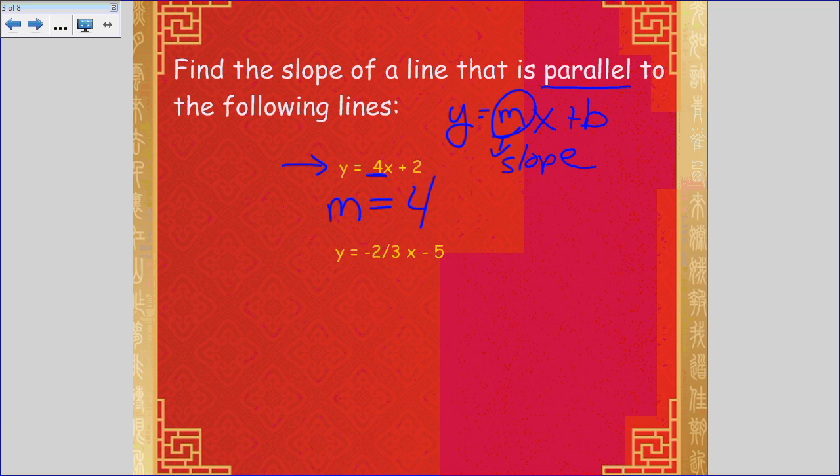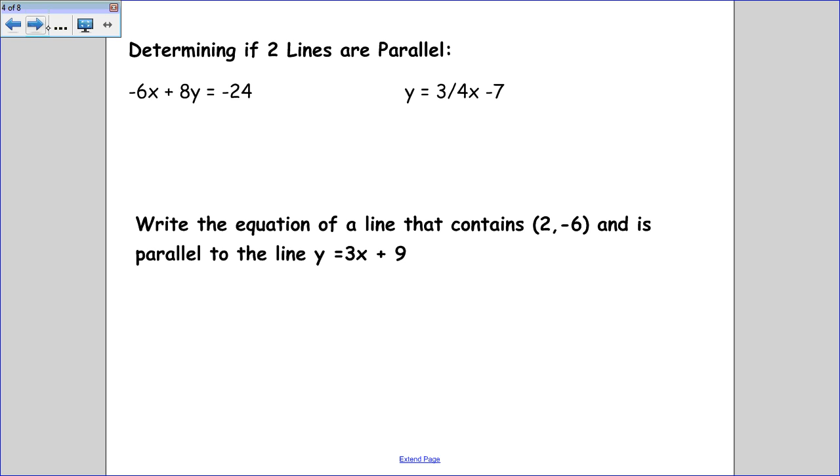It says y equals negative 2/3 x minus 5. What do you think would be the slope of a line that is parallel to this one? Just so we remember, this is the symbol for parallel lines. I would say our parallel line has a slope of negative 2/3, okay? Because parallel lines have the same slope. Parallel lines have the same slope, right?